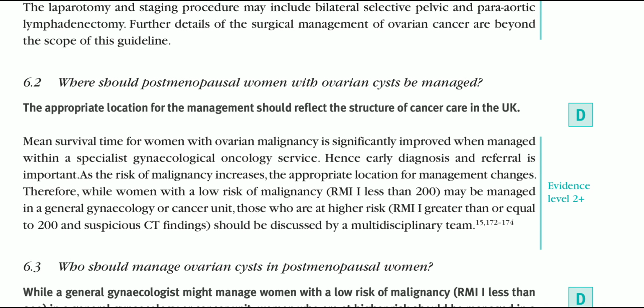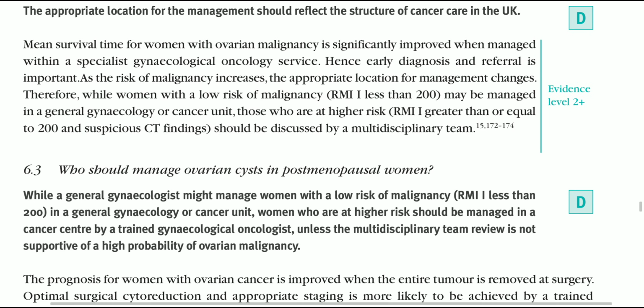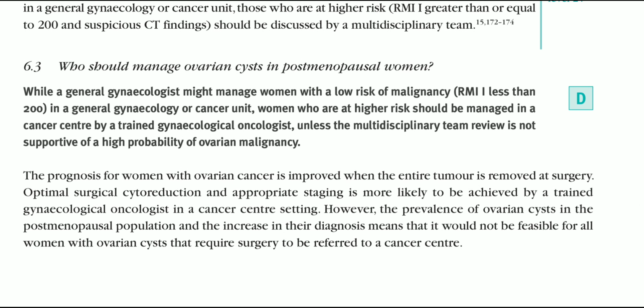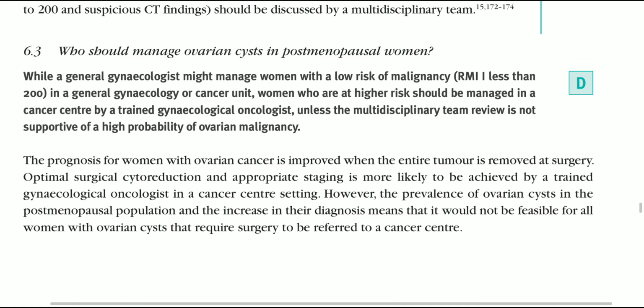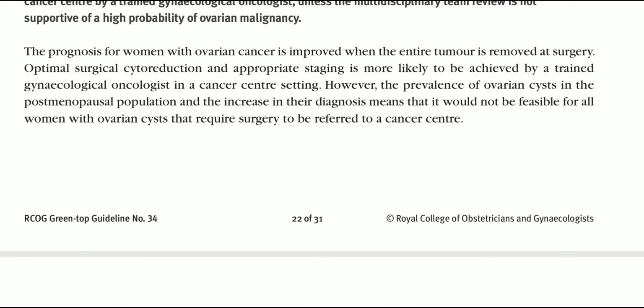Okay, the appropriate location of management should reflect the structure of cancer care in the UK. And coming to the last point: who should manage the ovarian cyst in a postmenopausal woman? Okay, it's written that if RMI is less than 200, then she should be referred to gynecology or the cancer unit. And women at high risk should be managed in the cancer center by a trained gynecological oncologist unless the multidisciplinary team is not supportive of a high probability of ovarian malignancy.